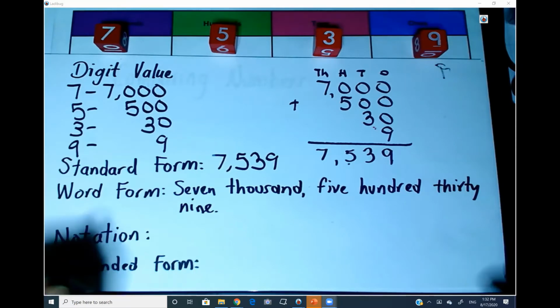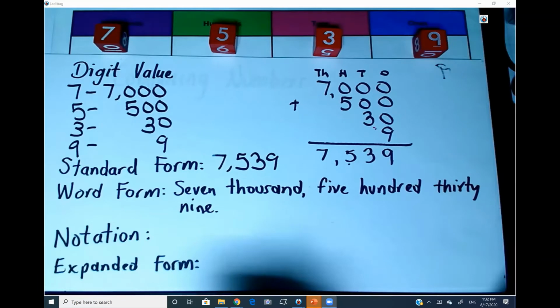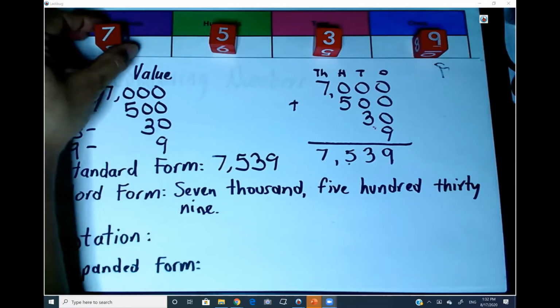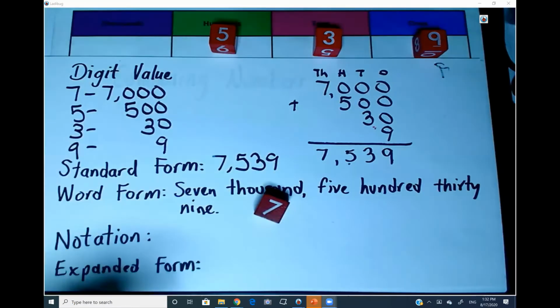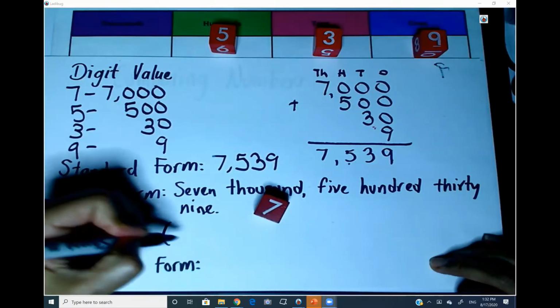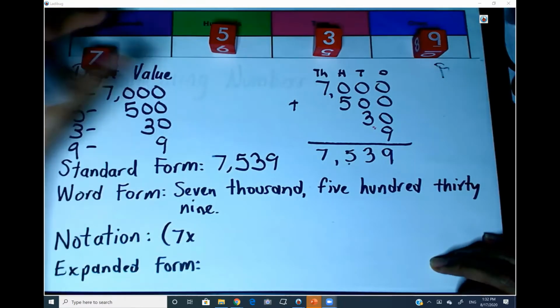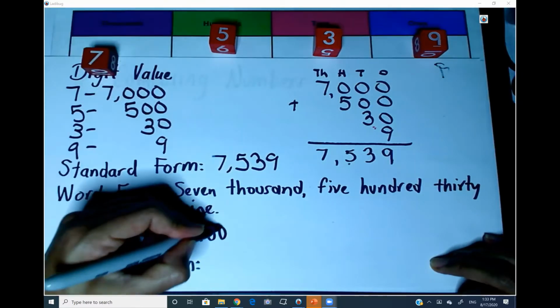Now, let's do the next one. The next one is called notation. Now, notation has to do with the value of the numbers too. Now, how many thousands do I have? I have 7, so that's the first number I'm going to put. I'm going to open a parenthesis. I'm going to put 7 times, and the value is going to be thousands. So I'm going to put times 1,000.